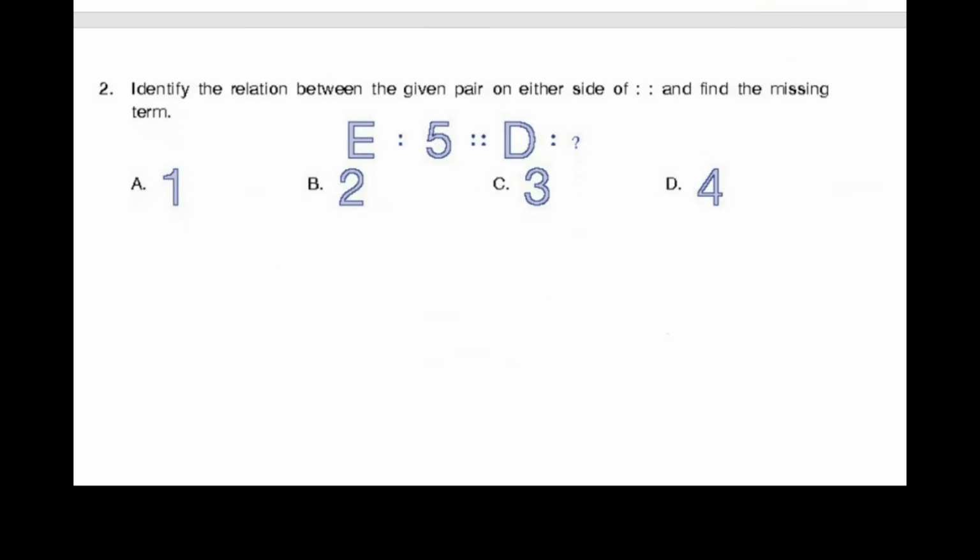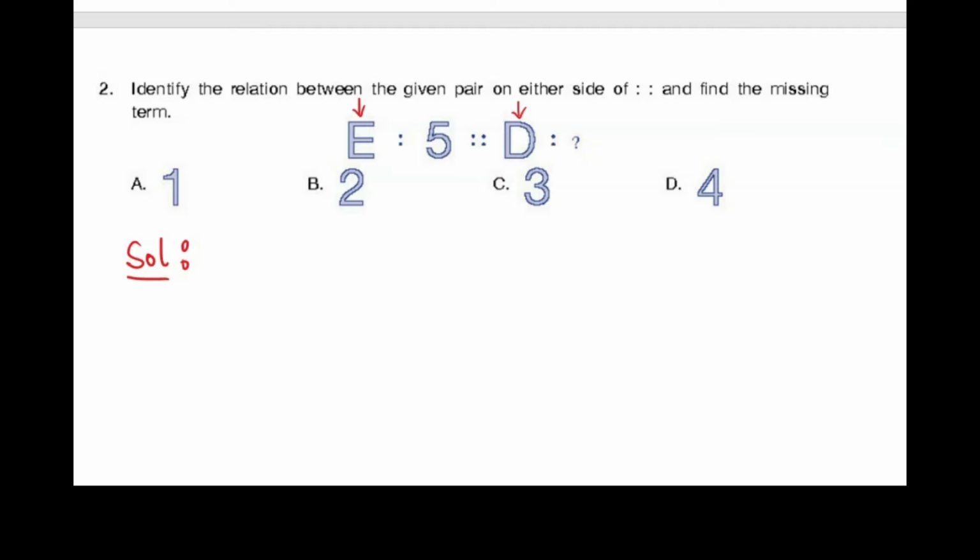Next question is question number 2, and here an analogy is given. Identify the relation between the given pair on either side and find the missing term. So E is related to 5, and it's being asked about D. What comes first in our mind is to count the number of matchsticks, or straight lines present here. E is made up of straight lines, whereas D is made up of straight and curved lines. So counting straight lines will not be the solution here.